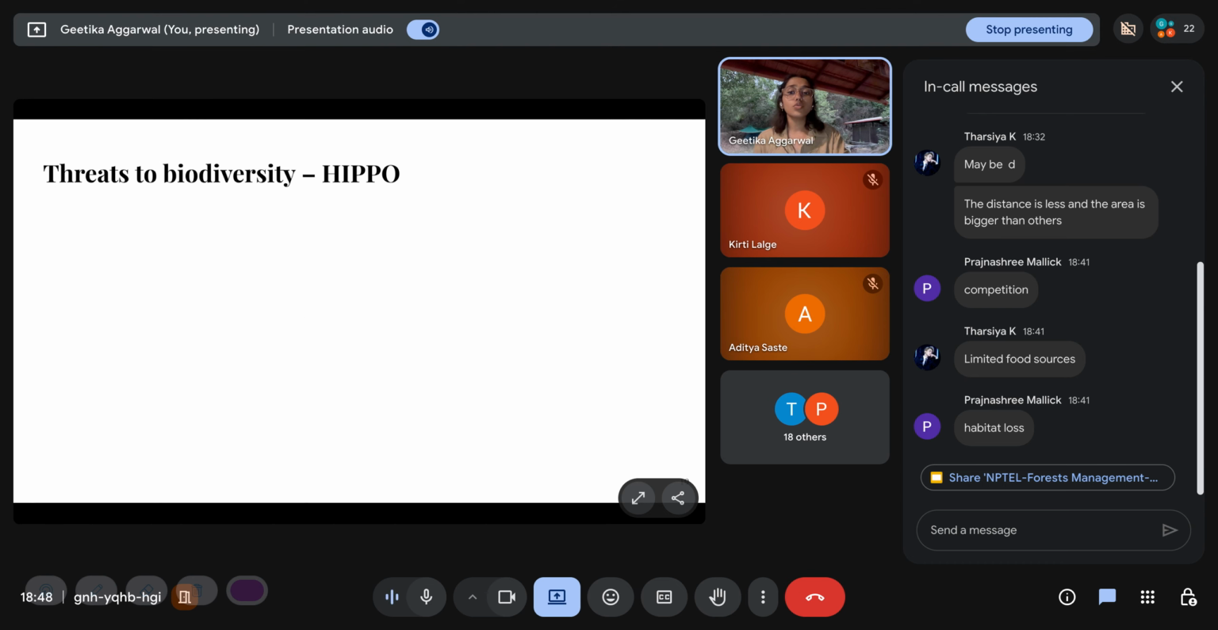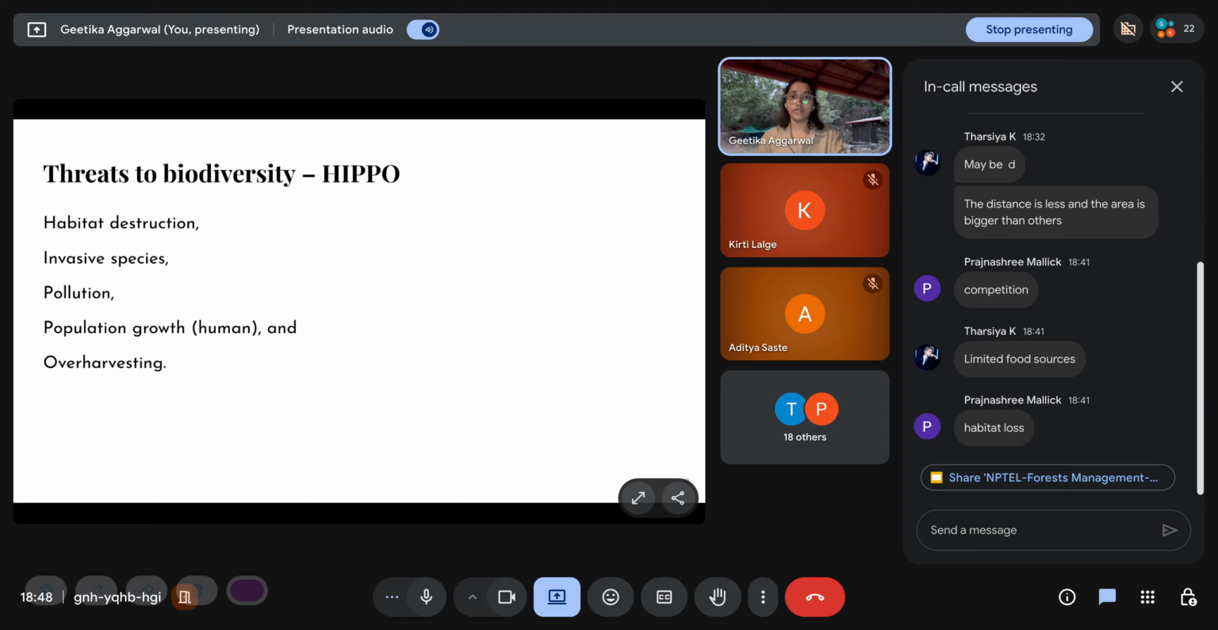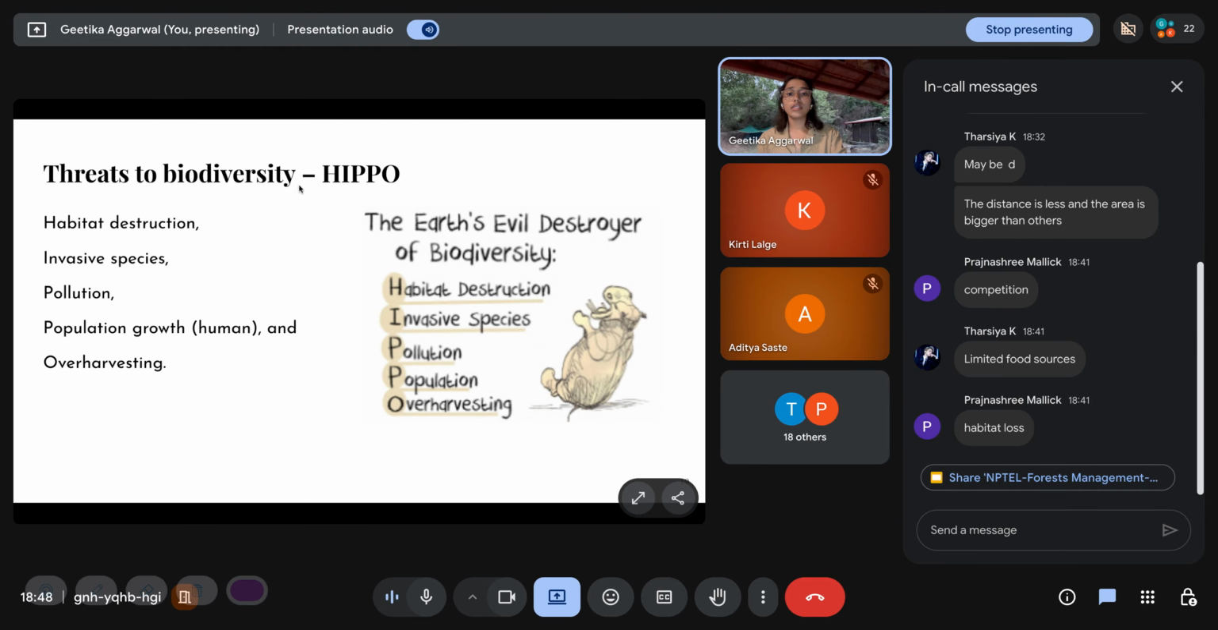Okay, so this acronym HIPPO actually stands for habitat destruction, or as you said, habitat loss, invasive species, pollution, population growth, and over harvesting. So there are these five causes which can be threats to biodiversity, given by the acronym HIPPO, which is easier to remember.